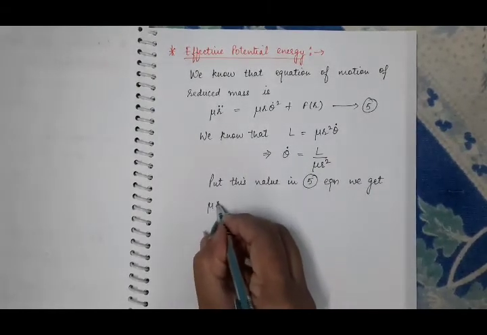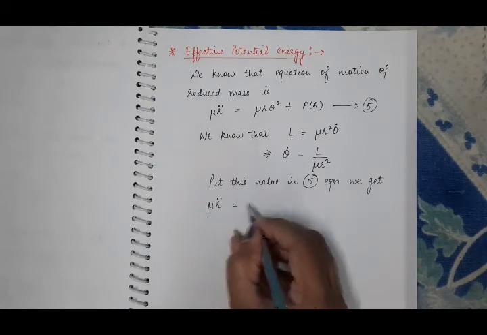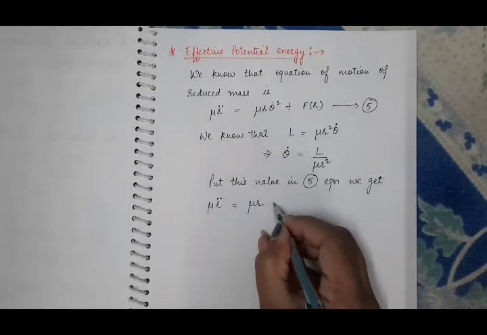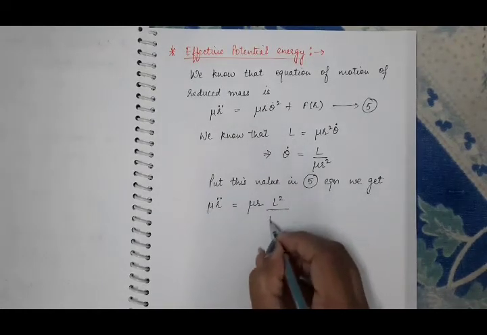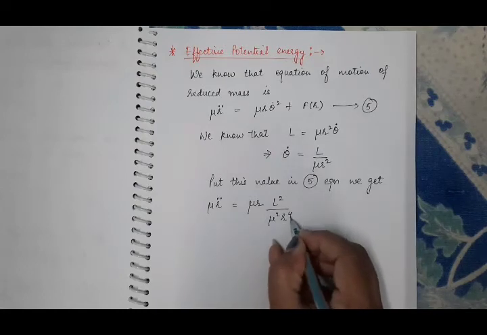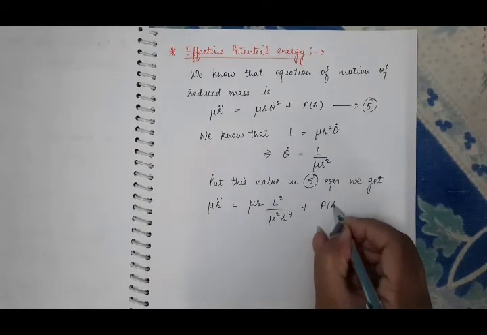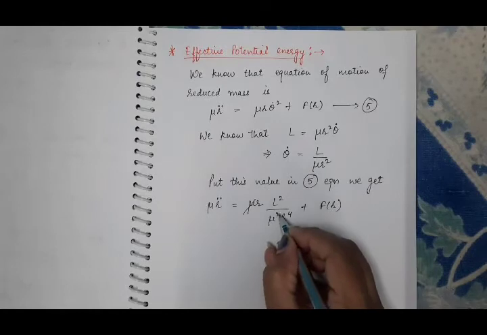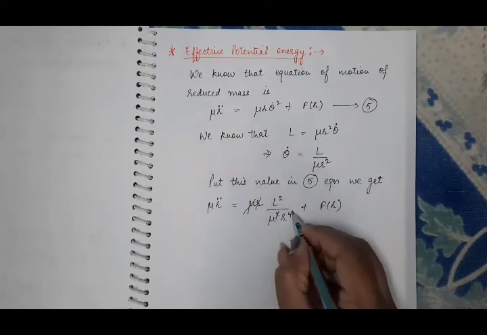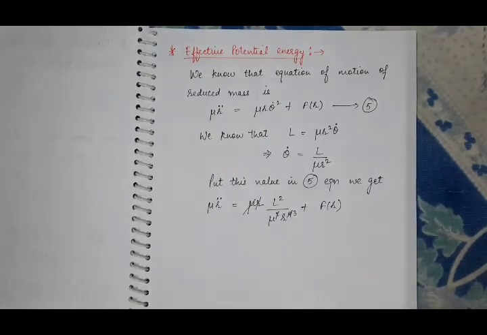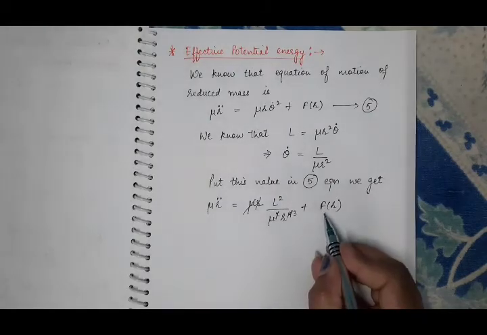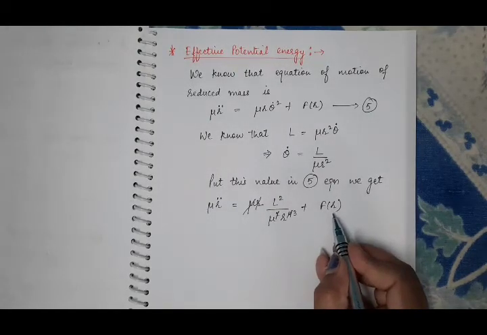mu r double dot is equal to mu r theta dot square, meaning L square by mu square r to the fourth, plus f of r. Mu and mu will be cancelled out, one r will be cancelled out, and we are left with L square by mu r cube plus f of r. And this f of r is the gravitational force, minus GMm by r square. And we know that gravitational force is the conservative force.